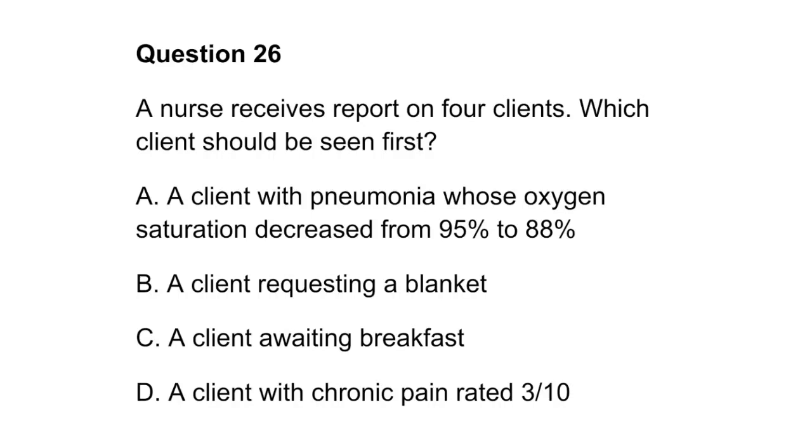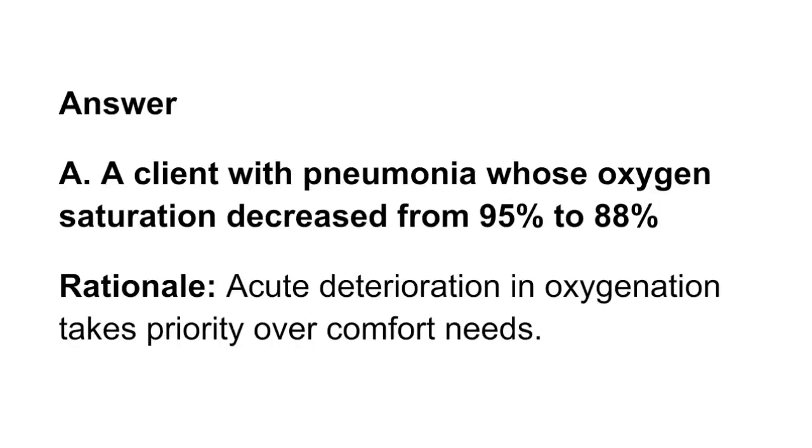Question 26. A nurse receives report on 4 clients. Which client should be seen first? A. A client with pneumonia whose oxygen saturation decreased from 95% to 88%. B. A client requesting a blanket. C. A client awaiting breakfast. D. A client with chronic pain rated 3 out of 10. Answer: A. Rationale: Acute deterioration in oxygenation takes priority over comfort needs.